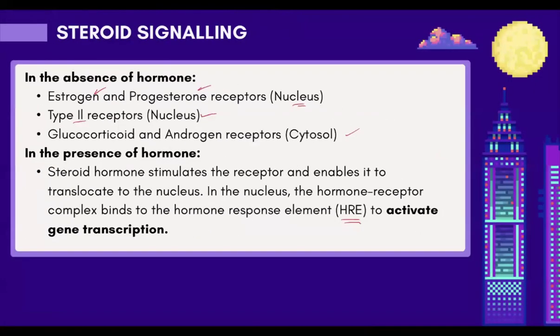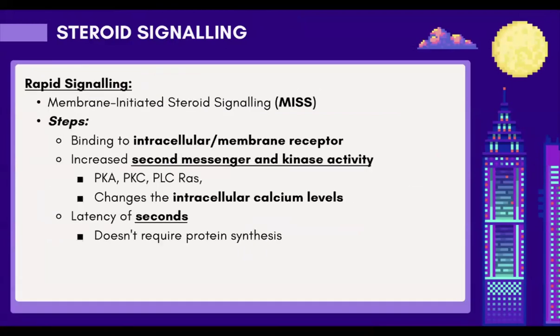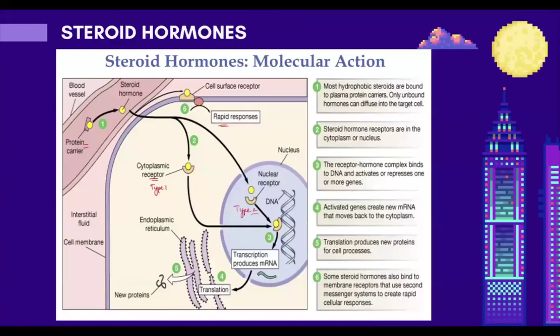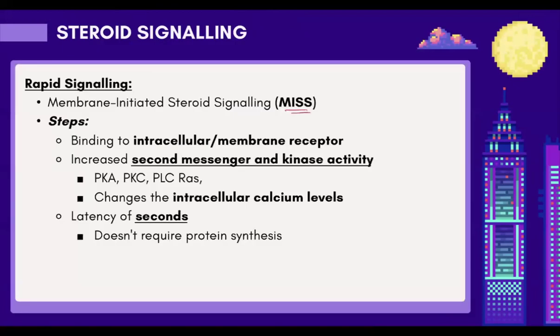The same basic pathway, just recap. As for rapid signaling, this is called MIS, membrane-initiated steroid signaling, and this is the one I showed here, which is the rapid response. What ends up happening is they bind either to an intracellular or mostly membrane receptor, and then they increase the secondary messengers: protein kinase A, protein kinase C, phospholipase C, and RAS, and they increase their activity. And then they also increase intracellular calcium levels.